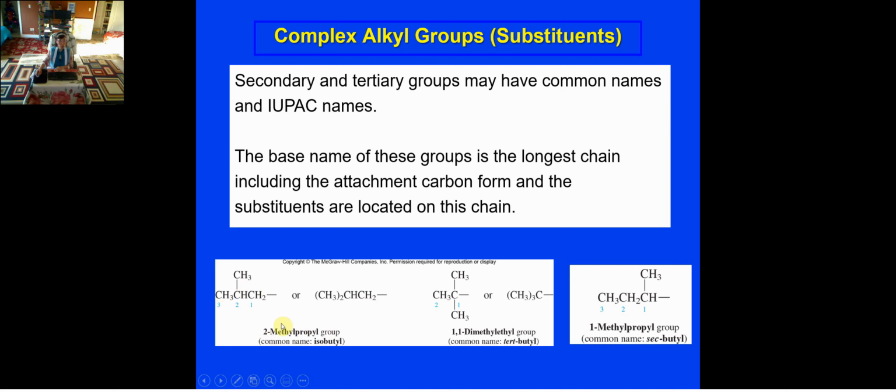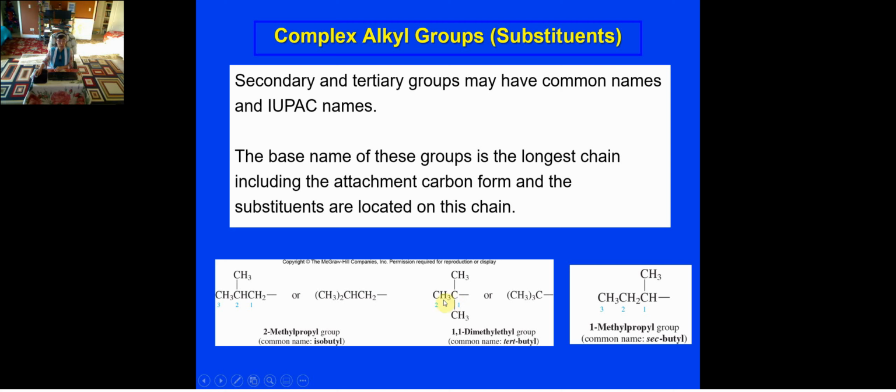This group also has a nickname, a common name called isobutyl. You have 4 carbons totally, so you call it isobutyl. This is a common name. Another group on your right hand side, you have your carbon, which is the connecting attachment carbon, followed by a hyphen, and then you have two carbons. On carbon 1, you have 2 methyls. You call it the 1,1-dimethyl ethyl.